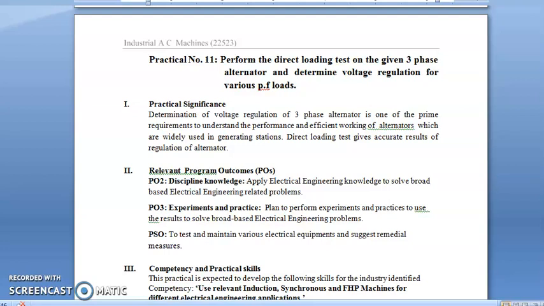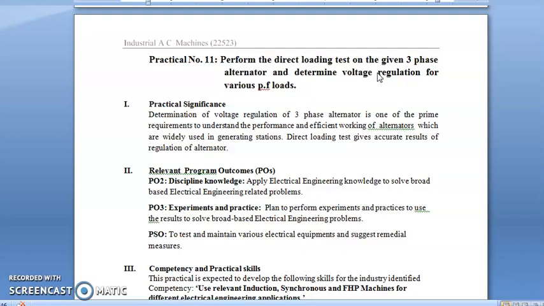Hello everyone. So this is another experiment related to AC machines. This one belongs to the three-phase alternator. The title of the experiment is to perform the direct loading test on a given three-phase alternator and determine voltage regulation for various power factor loads. In the theory part, we have seen about the regulation of the alternator.